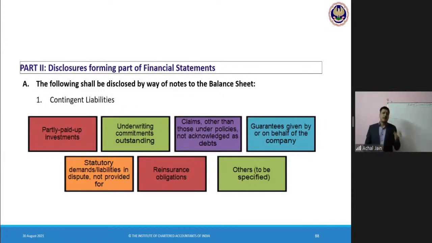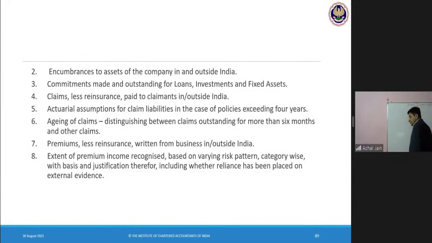Statutory demands, partly paid up investments, wherein any sort of contingent liability exists, all of these are required to be disclosed in the financial statements. Then, as you move further on to this second part, it relates to the assets of the company. Commitments made and outstanding in respect of loans, investments, and fixed assets. Please remember that this term fixed assets, even though this has been discontinued for the accounting standards, at various places under the insurance, or you can say under some of these types of acts, this term is still being used.